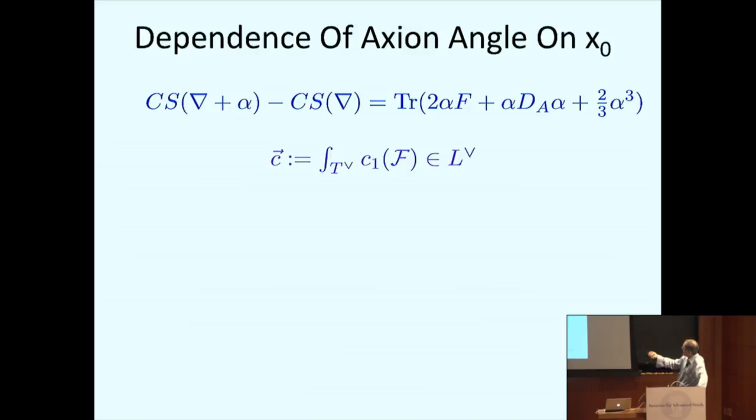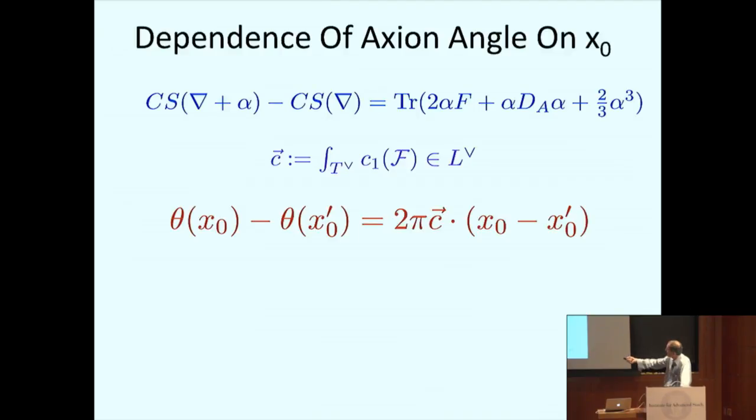So if you work out what this is in the example that we're talking about, you find the following. You can interpret the integral of the first Chern class of the bundle of filled bands over the Brillouin torus as an element of the reciprocal lattice. So just think of this vector C as a reciprocal lattice vector, coming from the first Chern class of the bundle of filled bands. Then it's a straightforward exercise to see that the dependence of the Axion angle on x naught is just given by this formula here. So the Axion angle is ambiguous. It depends on x naught.